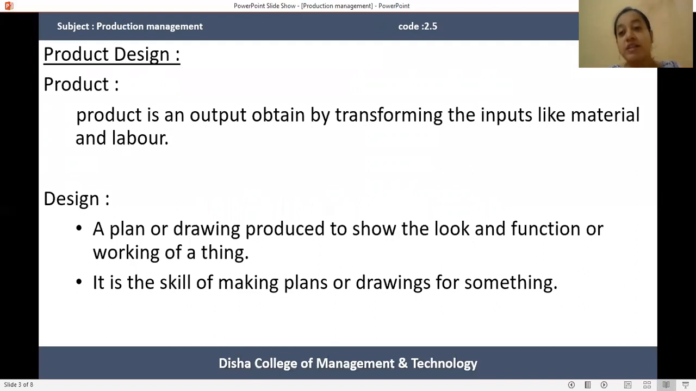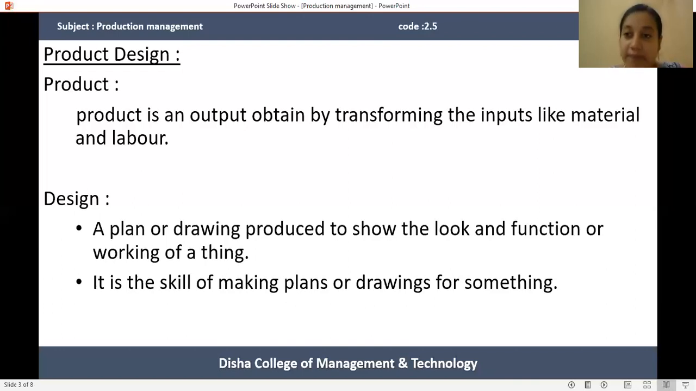Initially, I told you the meaning of product. A product is an output, or a finished good, that is obtained by processing various inputs like materials and labor. Means by converting some inputs like raw materials and labor, whatever finished goods we get, that is known as the product. And a product is generally a tangible thing. So a product is an output obtained by transforming various inputs like material and labor.